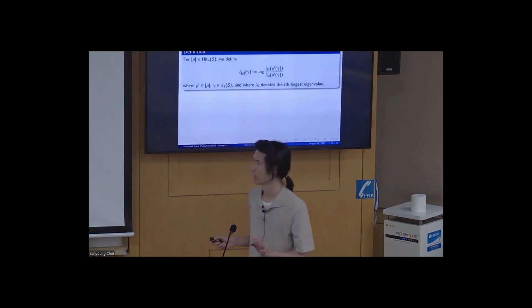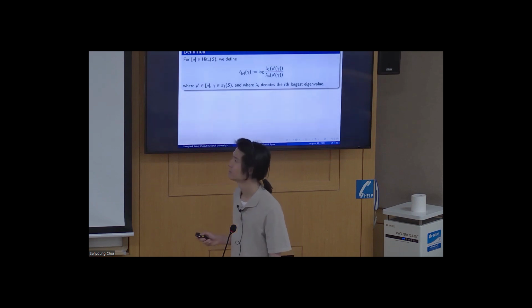Let's move on to the next ingredient. We have to find a nice open set that has some sort of degeneracy in its length spectra. To define what I mean by length spectra, I have to define length. For the Hitchin component, the length is defined in the following way. The length of the simple closed curve gamma at some Hitchin representation is just the logarithm of the biggest eigenvalue modulo the smallest eigenvalue.